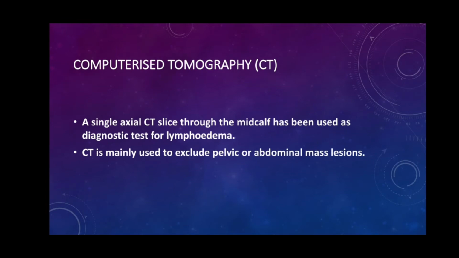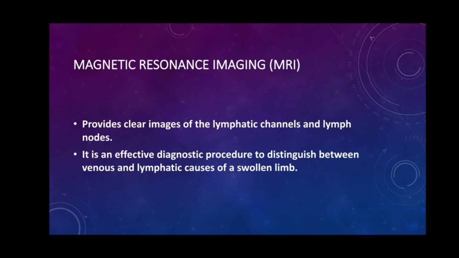Next is CT, which means computerized tomography. A single axial CT slice through the mid-calf has been used as a diagnostic test for lymphedema. CT is mainly used to exclude pelvic or abdominal mass lesions. Next is magnetic resonance imaging, that is MRI. It provides clear images of the lymphatic channels and lymph nodes. It is an effective diagnostic procedure to distinguish between venous and lymphatic causes of a swollen limb.